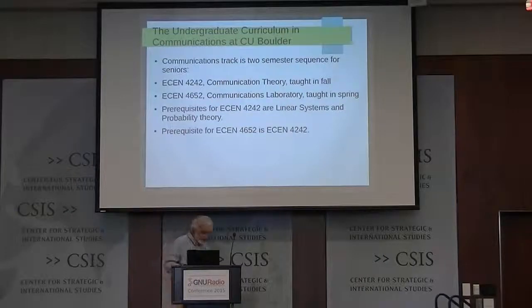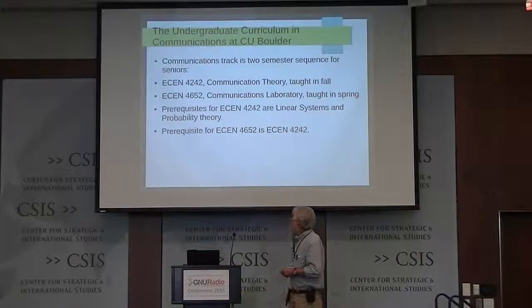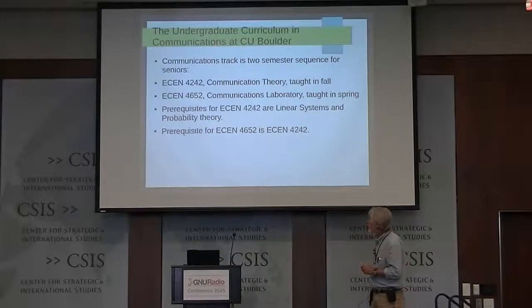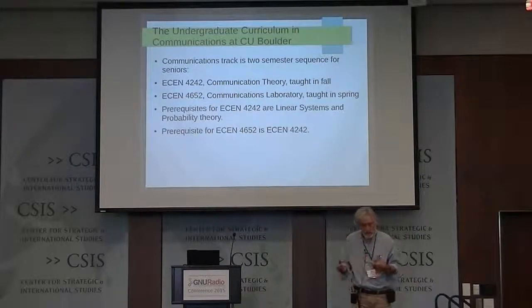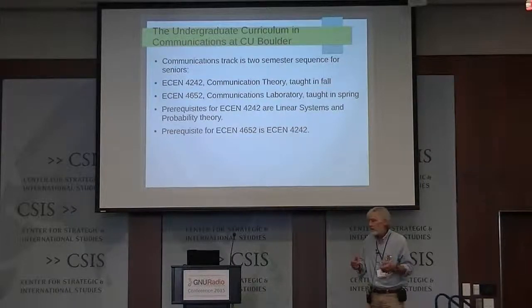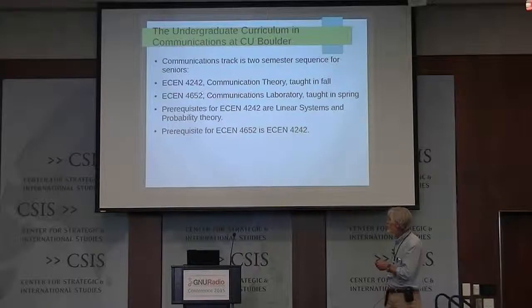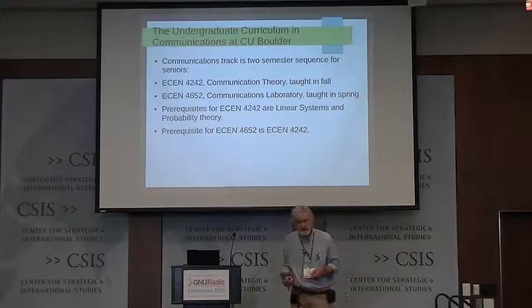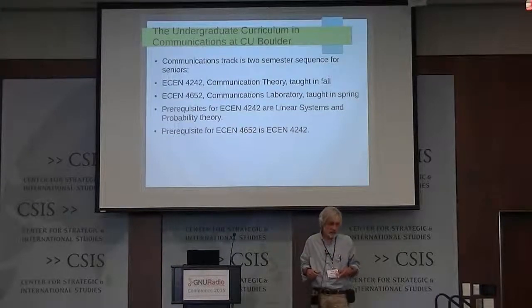Then the next thing that I think I want to talk about here is what actually does our curriculum look like and what is it that we want to achieve with it. So we have what is known as a communications track. It's a 2-semester sequence for seniors, and it consists of ECN 4242 communication theory and ECN 4652 communication laboratory. So the two courses are related to each other. The 4242 is a prerequisite for 4652. The prerequisite for the communication theory course is the linear systems class and probability theory.